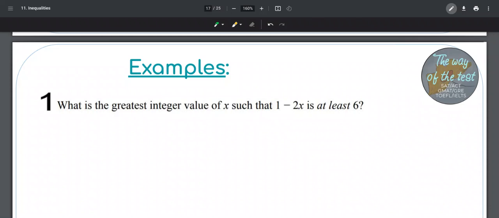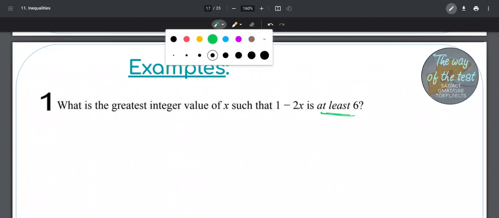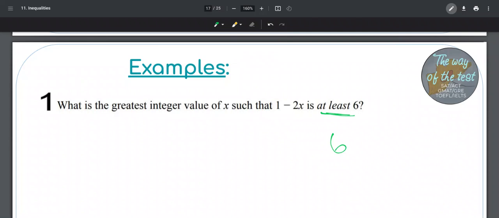Okay, so what is the greatest integral value of x such that 1 minus 2x is at least 6? Again, when we see at least, it means that 6 is the minimum possible value, and then we want anything above that value. So at least 6 is greater than or equal to 6. So we have 1 minus 2x is greater than or equal to 6.